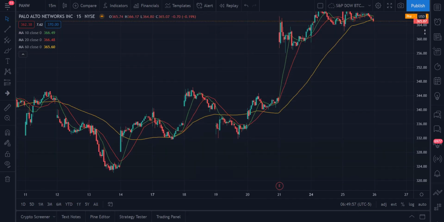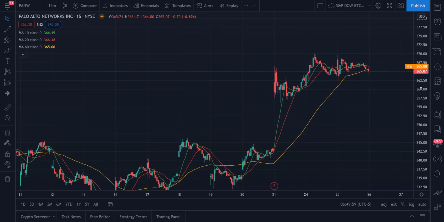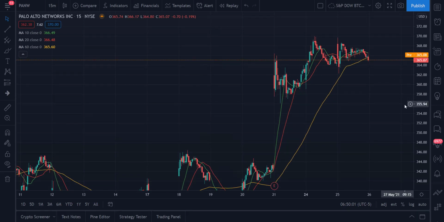And certainly at the 15-minute level, this is really tight. You can see that if you look at the numerical values in the upper left-hand corner underneath Palo Alto Networks, the 10 and the 20 are a penny apart. So technically, it's still bullish, but they're a penny apart, which means that times are changing. We get a few more down bars, a few more red bars. And this is on the 15-minute.